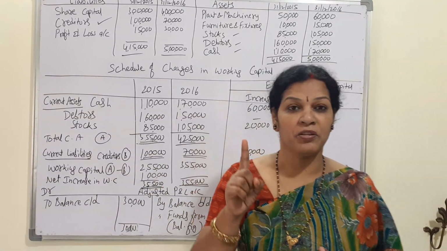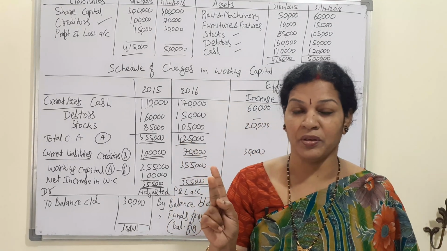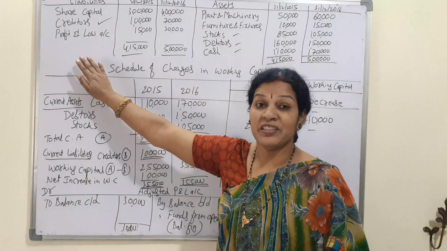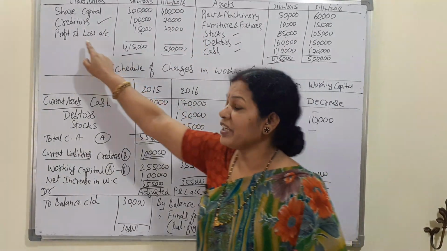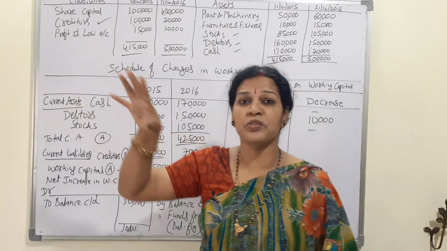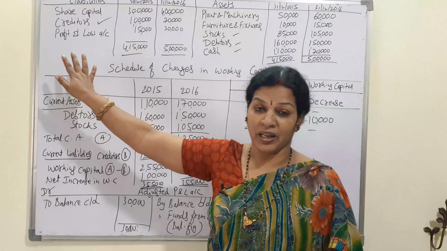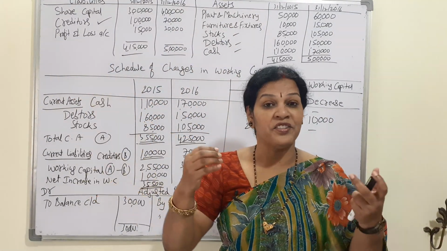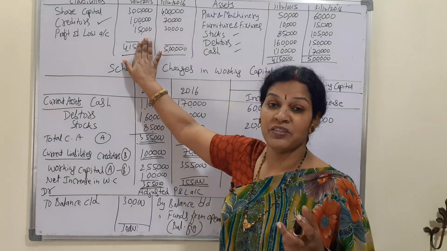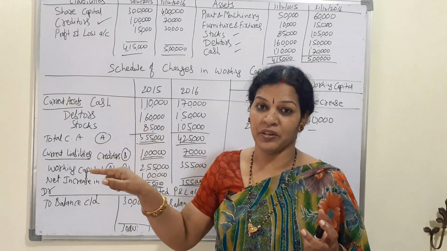Once you prepare the schedule of changes in working capital, the second step is the adjusted profit and loss account. To open the adjusted profit and loss account, we look at the liability side, profit and loss account, which is already given. Do we have any other transactions to write in the adjusted profit and loss account? If you see the balance sheet, nothing is there. Adjustments are also not given. So we simply have the opening and closing balances of the profit and loss account, which we take into the adjusted profit and loss account.